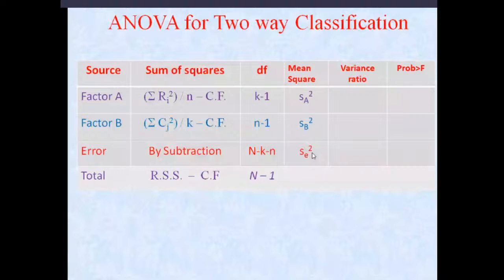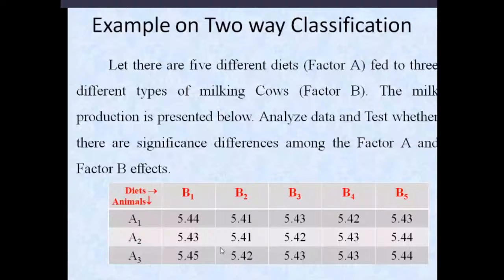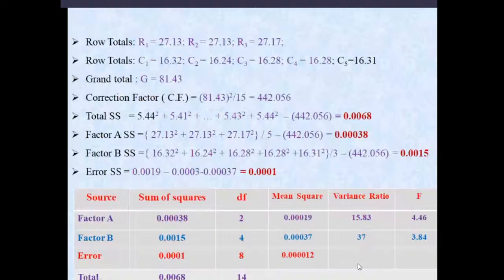So, an example on the same. This is the table. I am calculating the row totals and also the column totals. And these are the row totals, column totals, and the grand total. Okay. And calculating the correction factor: grand total square by total number of observations.